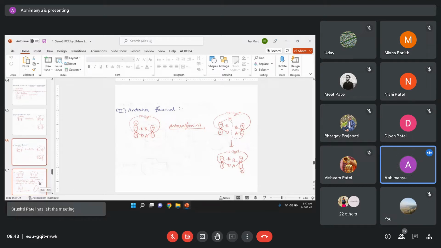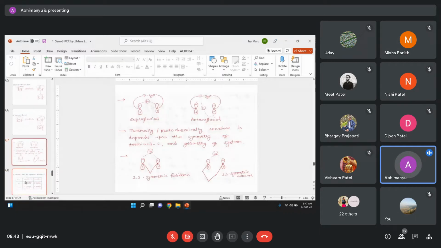Yes, if you are aware of these two concepts, it is very easy to decide the selection rules, only superficial and intrafacial additions. So in 1-3, what is the meaning of a 1-3 system? In a 1-3 system, there are 3 carbons in the 1-3 shifting.